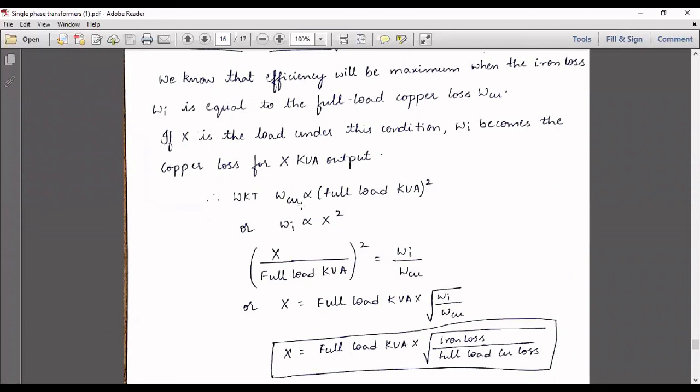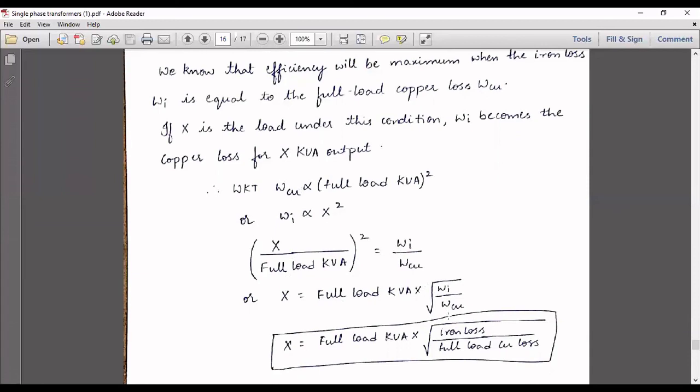But we know that Wi is equal to Wcu. So Wi can also be expressed as this X, which is considered, whole square. So Wi will be proportional to X square. If I take the ratio of these two, Wi by Wcu, it will be X divided by full load kVA whole square, or capital X will be equal to full load kVA into square root of Wi by Wcu.